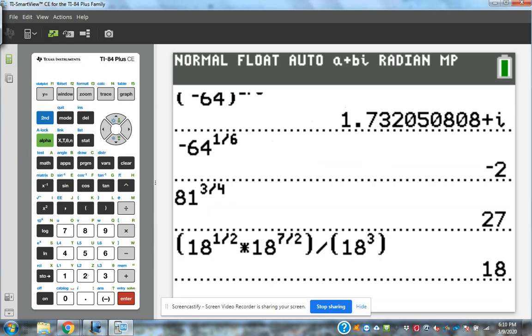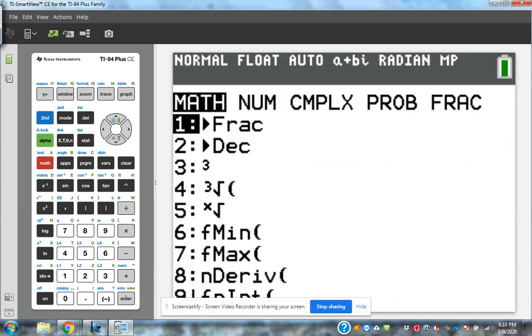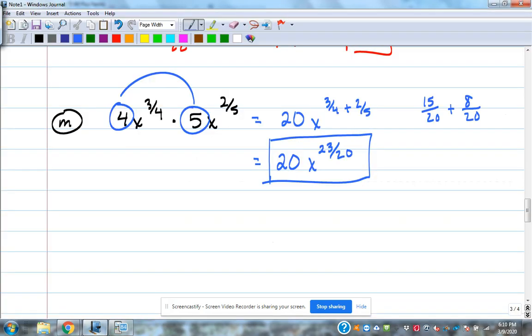You don't have to put the x in there at all. You're just putting 3/4 plus 2/5. And then to change it back to a fraction, I'm hitting math, enter. And that's how I'm getting the 23 over 20. And I'm fine with you doing it that way.